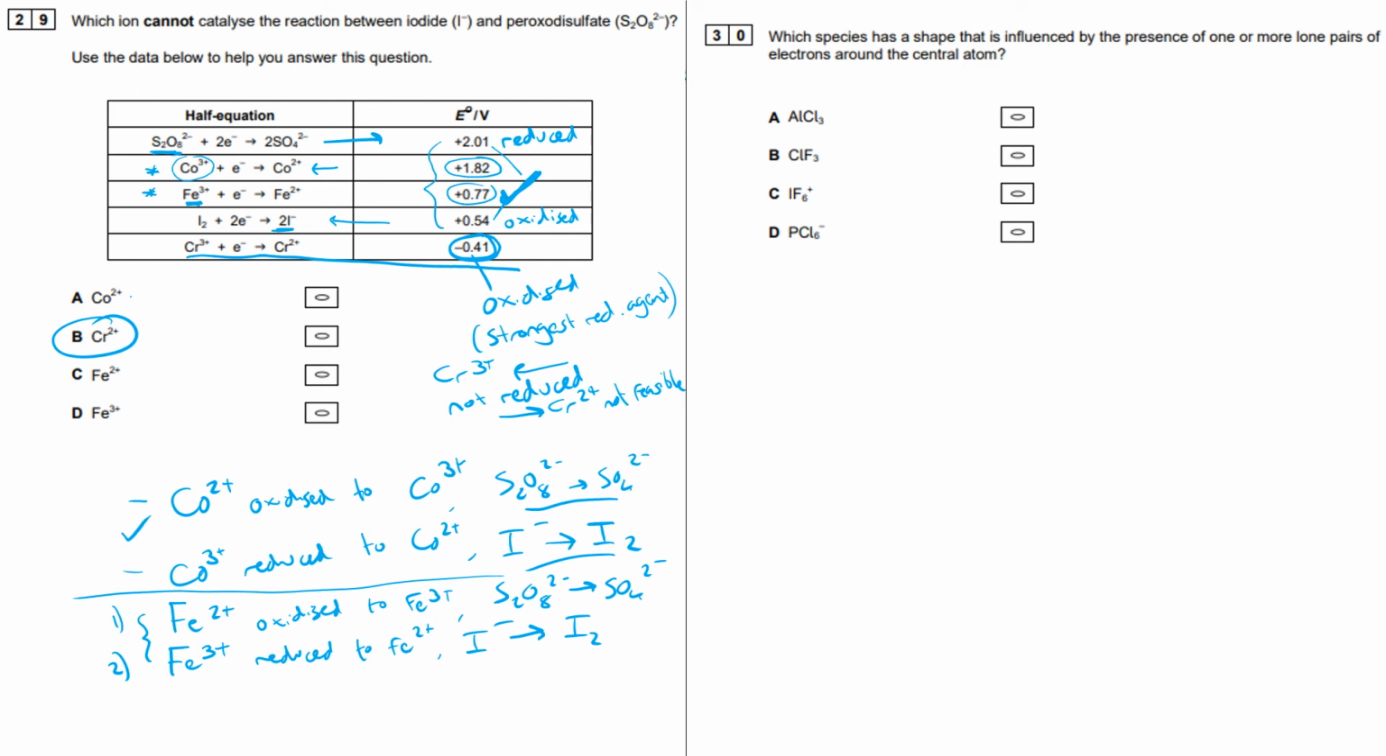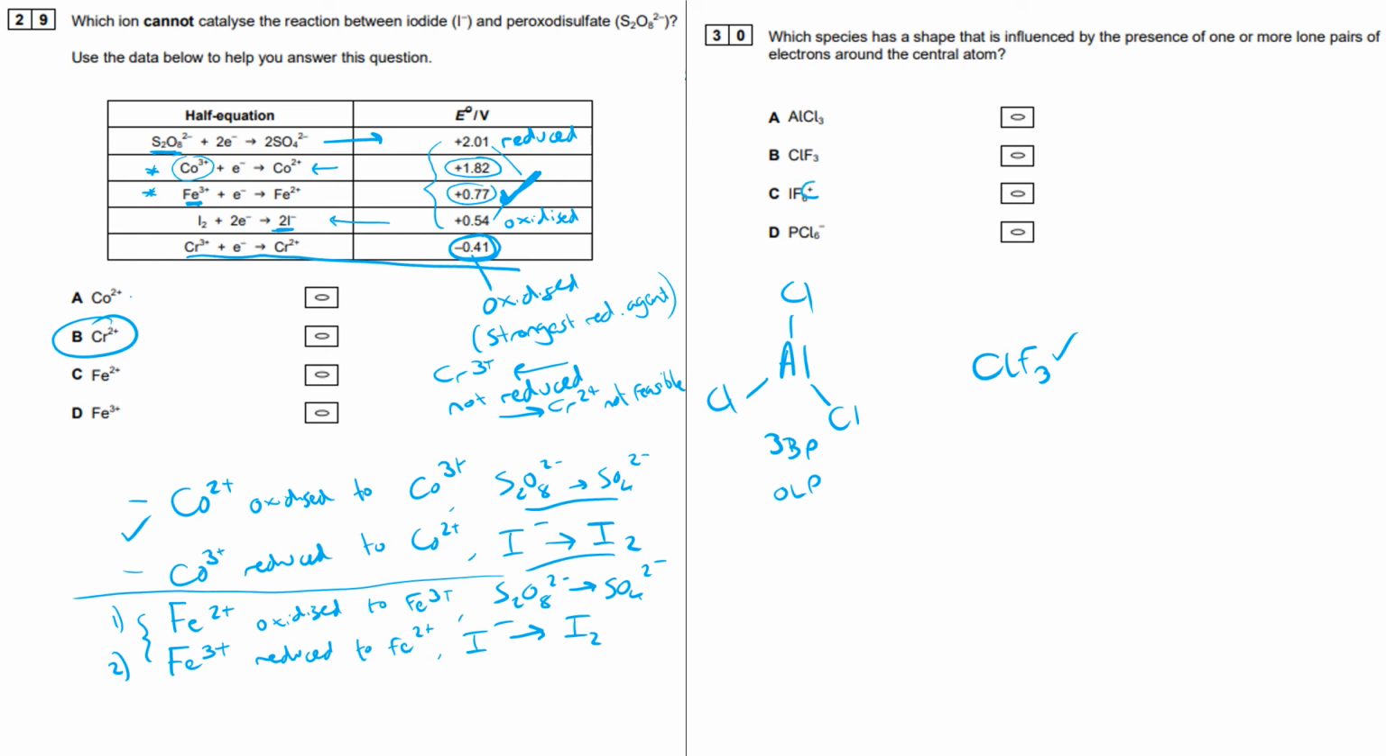Question number 30. Which of these species has a shape that's influenced by the presence of one or more lone pairs of electrons? So aluminium chloride, aluminium is in group 3, so it's going to form 3 covalent bonds, 3 bonding pairs, no lone pairs. That one would be trigonal planar. ClF3, that one is influenced by lone pairs, we'll come back to that one in a second.